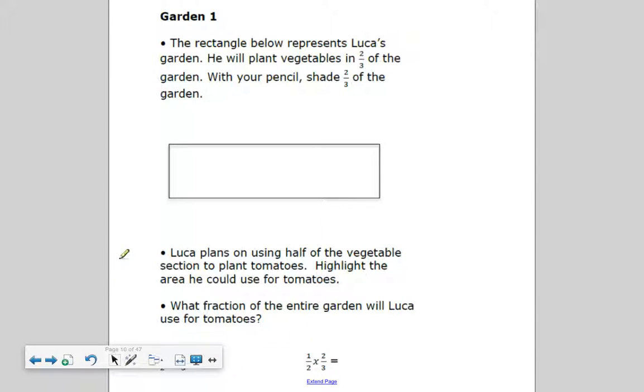The rectangle below represents Lucas' garden. He will plant vegetables in 2/3 of the garden. So here's this rectangular garden. He will plant vegetables in this part and this part, 2/3 of the garden. With your pencil, shade 2/3 of the garden. So I shaded 2 of the 3. Let me use a different highlighter.